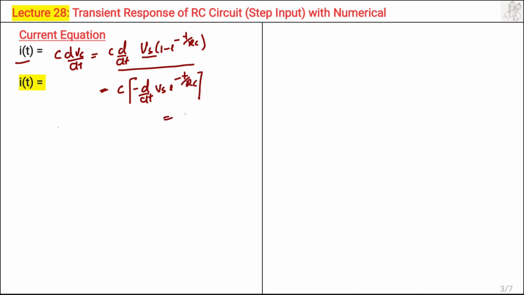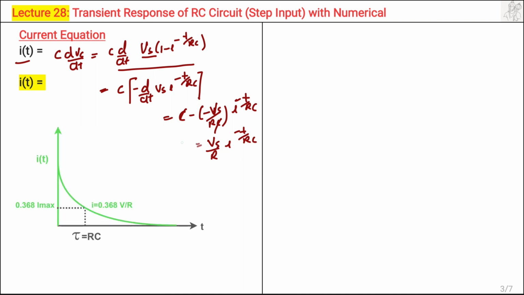And when we take the derivative of this thing, it is simply C times minus 1 by RC e raised to power minus t by RC, and there should be Vs as well, and it simply becomes Vs by R e raised to power minus t by RC. When I plot this equation with respect to time, I get this kind of curve, and at time t equal to 0, it is simply equal to Vs by R.